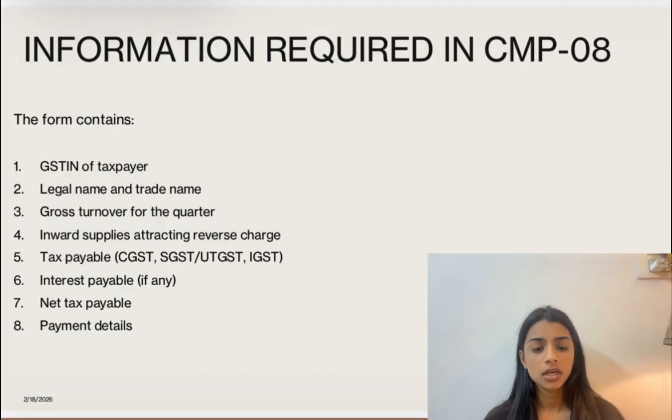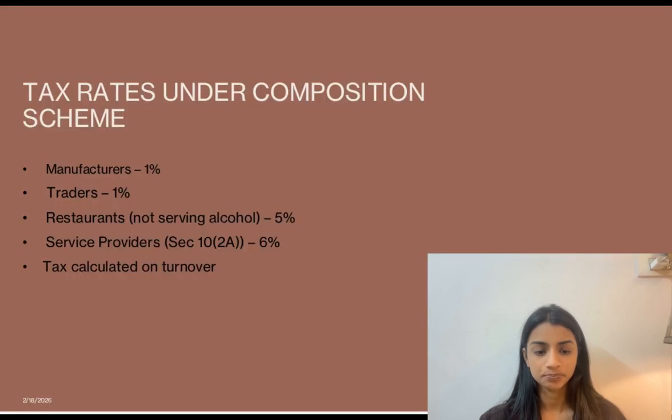Now let's talk about the information required while filling the form of CMP-8. This form contains the GSTIN of the taxpayer, legal name and trade name, gross turnover for the quarter, inward supplies attracting reverse charge, tax payable, that is CGST, SGST, UGST or IGST, interest payable if any, net tax payable and payment details, all the payment details.